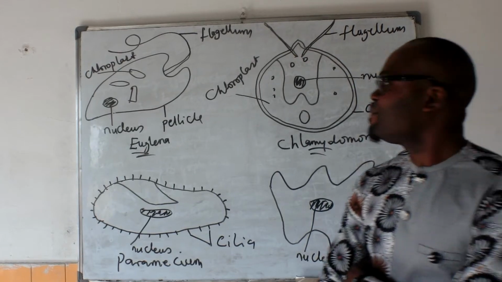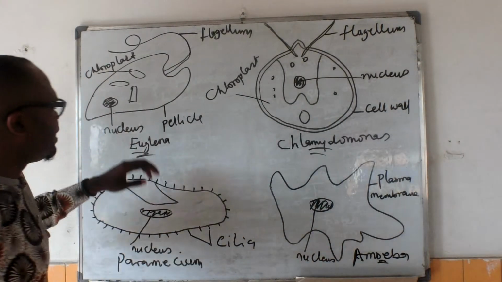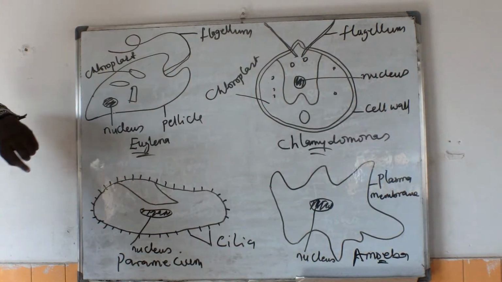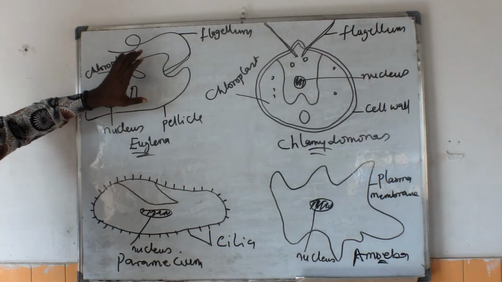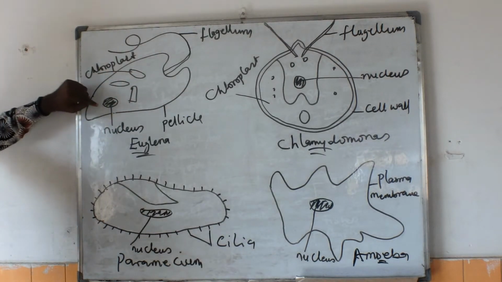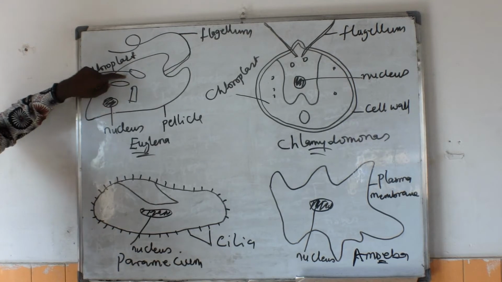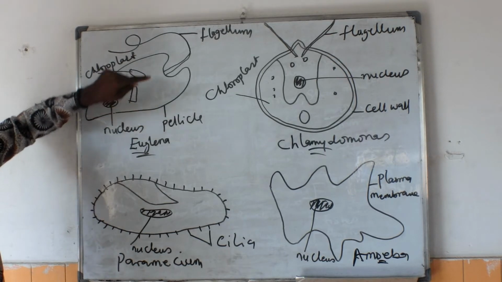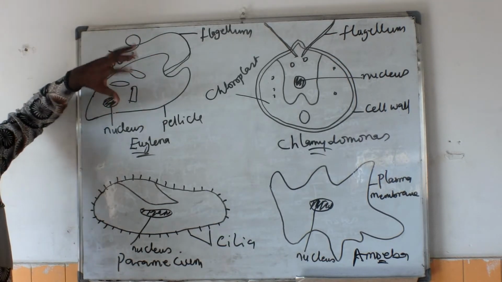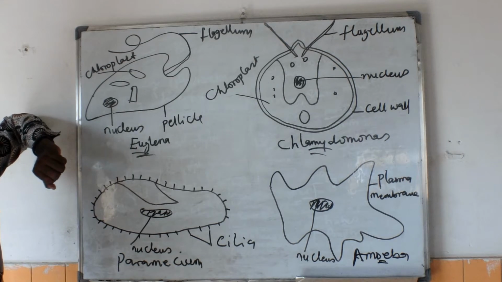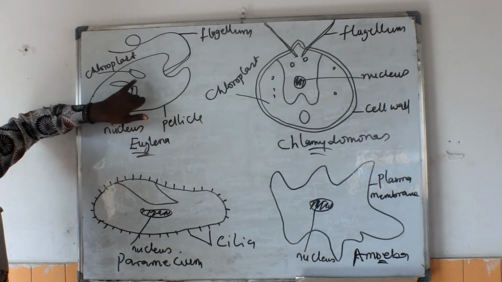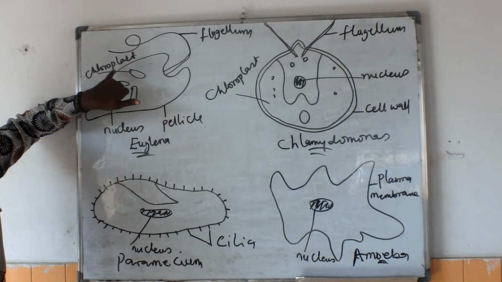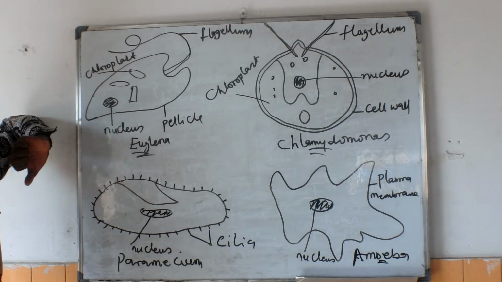Chlamydomonas. So first of all, let's look at the euglena. The euglena has this shape, having the nucleus, the chloroplast that enables it to do photosynthesis, the pellicle that protects it, and the flagellum that it uses for movement. So it is actually a green organism because it has the chloroplast that enables it to have photosynthesis done on it.